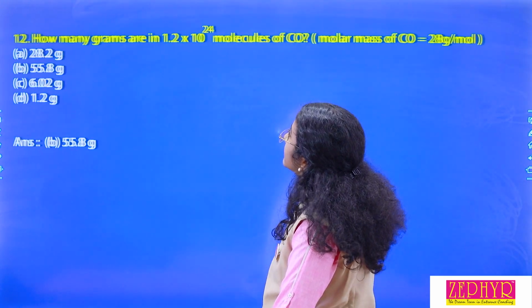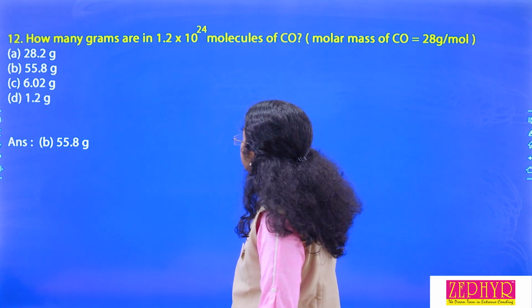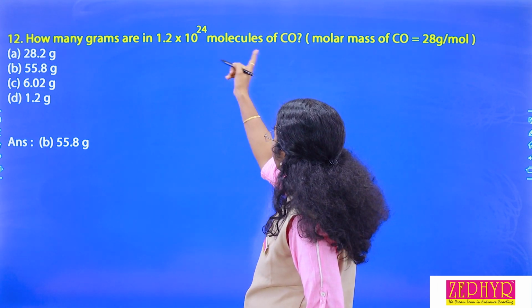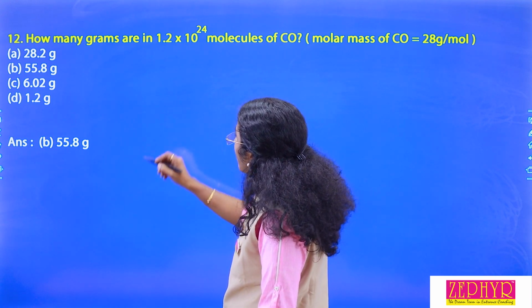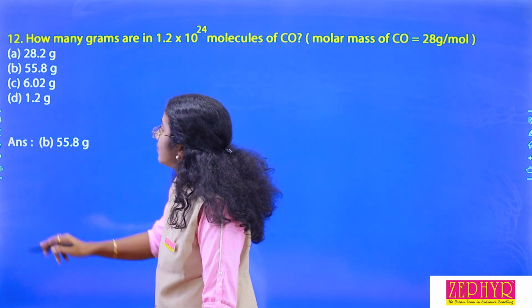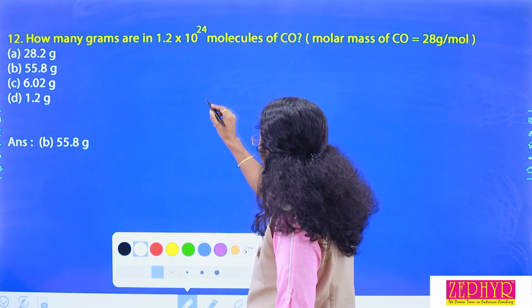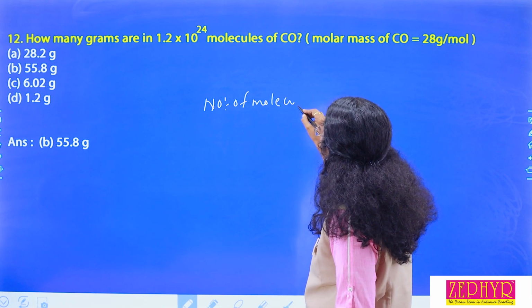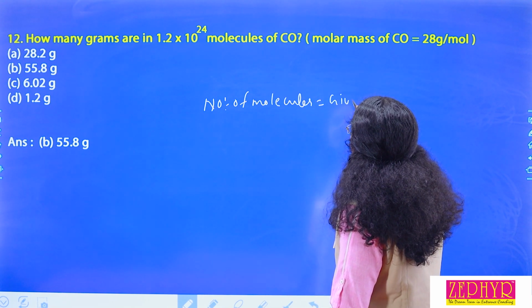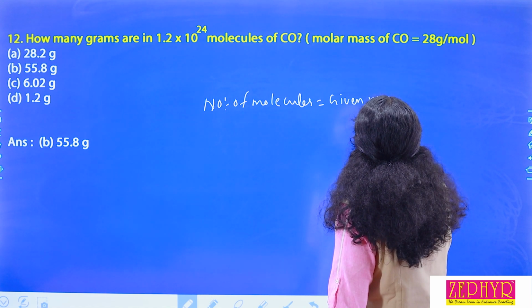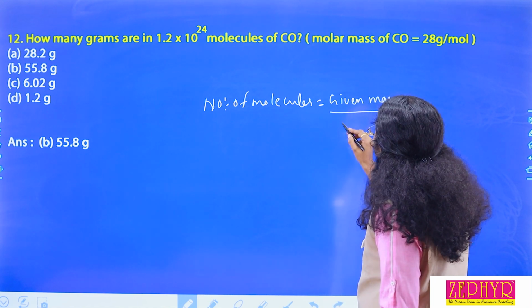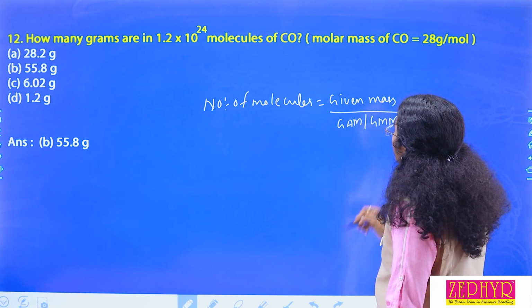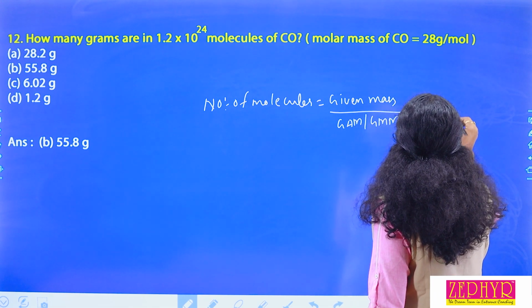Then question number 12, the last one. How many grams are in 1.2 into 10 raised to 24 molecules of CO? Here molecules are given, right? Number of molecules equals given mass divided by GAM or GMM, multiplied with Avogadro number.